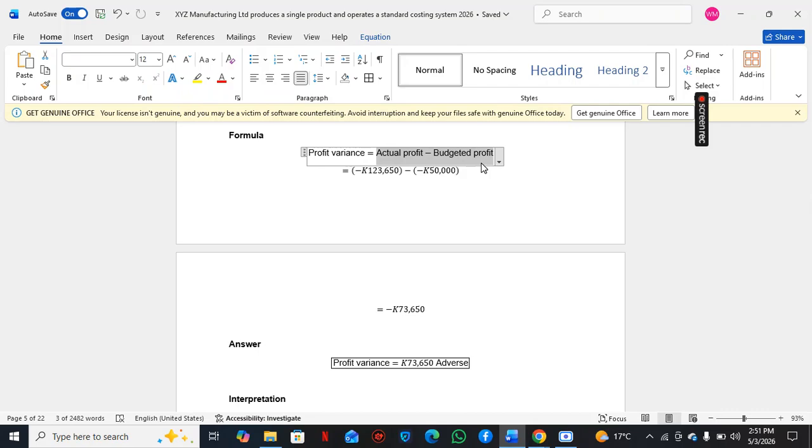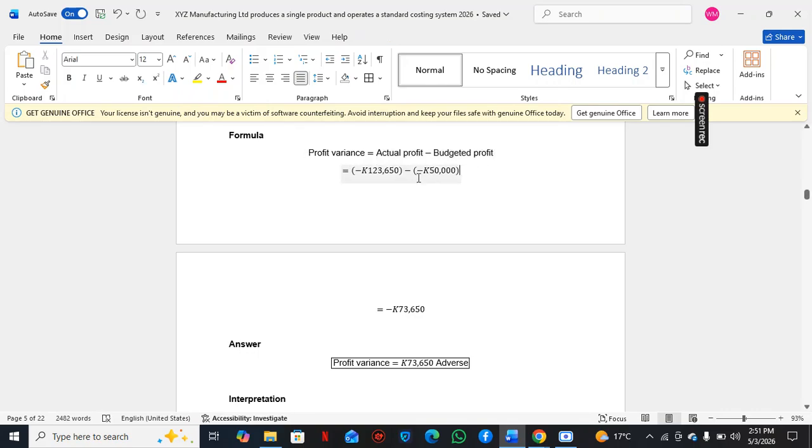So my advice in the exam for profit variance: use actual minus budgeted, so that if you see a negative value, you can already tell this is bad. You don't have to switch the interpretation and say a negative value is good, as you would when using budgeted minus actual. Colleagues, to make life simple, do actual minus budgeted so that a negative value is bad and a positive value is good.